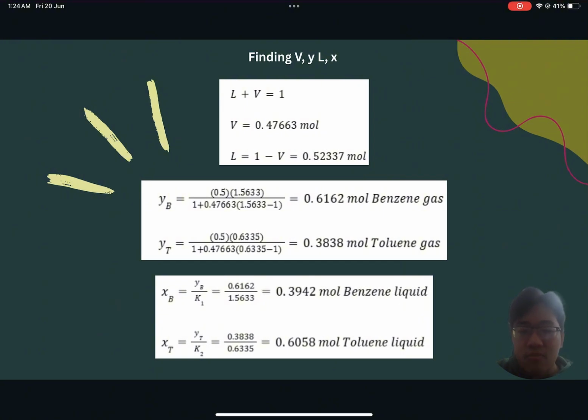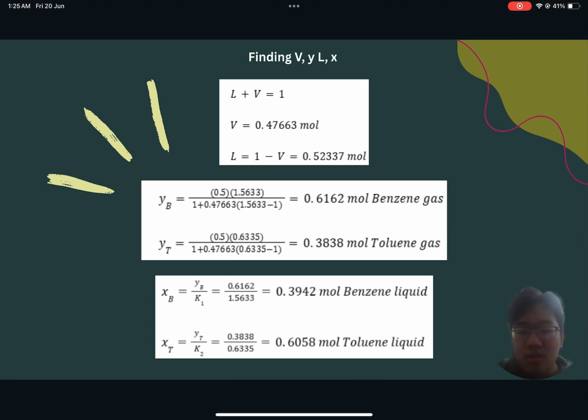Using the mass balance equation where L plus V equals 1, L, the liquid stream, amounts to about 0.52337 moles of liquid. Using the rearranged formula for finding Y, the vapor mole fraction for both benzene and toluene, a value of 0.6162 is obtained for benzene, YB, while YT for toluene is about 0.3838.